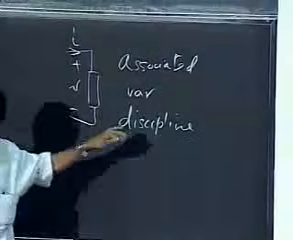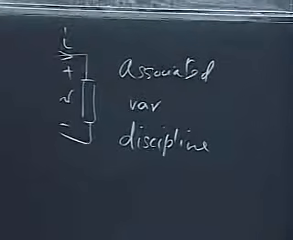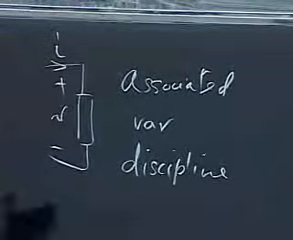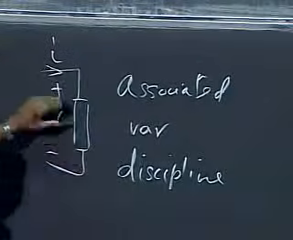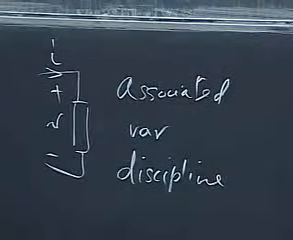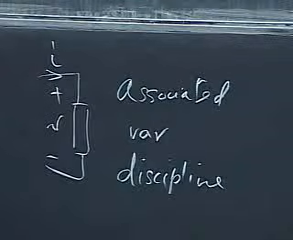I will try to use the word discipline in situations where you have a choice, okay? And of a variety of possible choices, you pick one as a convention, okay? So here, as a convention, we use the associated variables discipline and use that method to consistently label the unknown voltages and currents in our circuits.